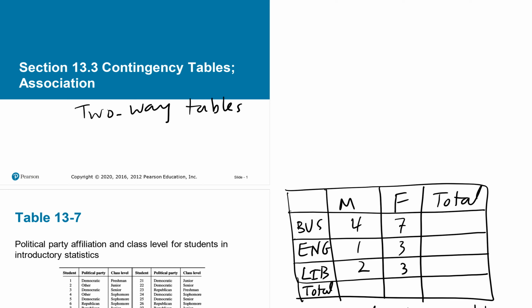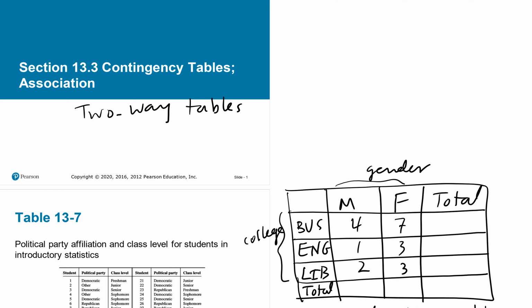But here we talk about two variables, not just A, B, C, D. Here we're talking about male and female, that's the gender. And this provides us information about the colleges, like BUS for business, ENG for engineering, and so on. So here we have 4 male in the business and 7 female. In engineering, 1 male and 3 female. Then the last one, 2 male, 3 female.